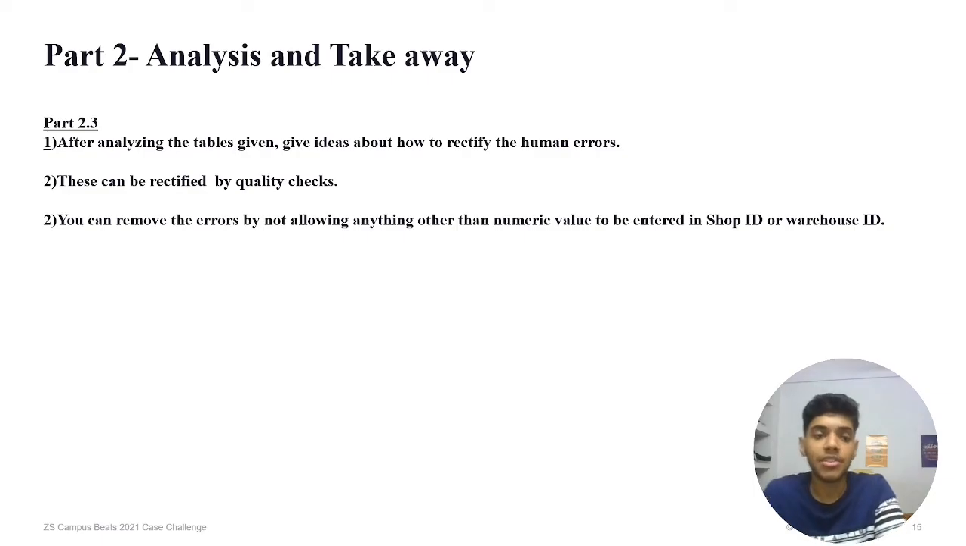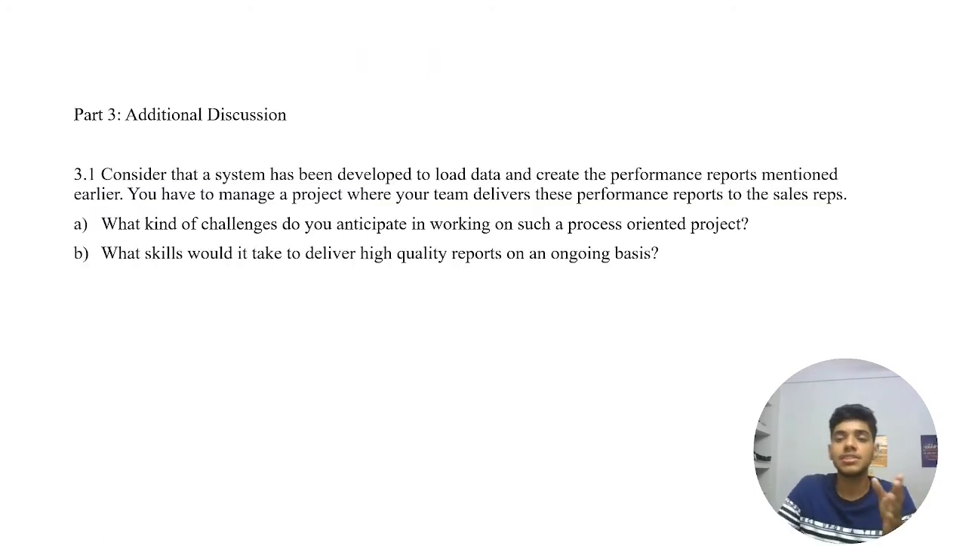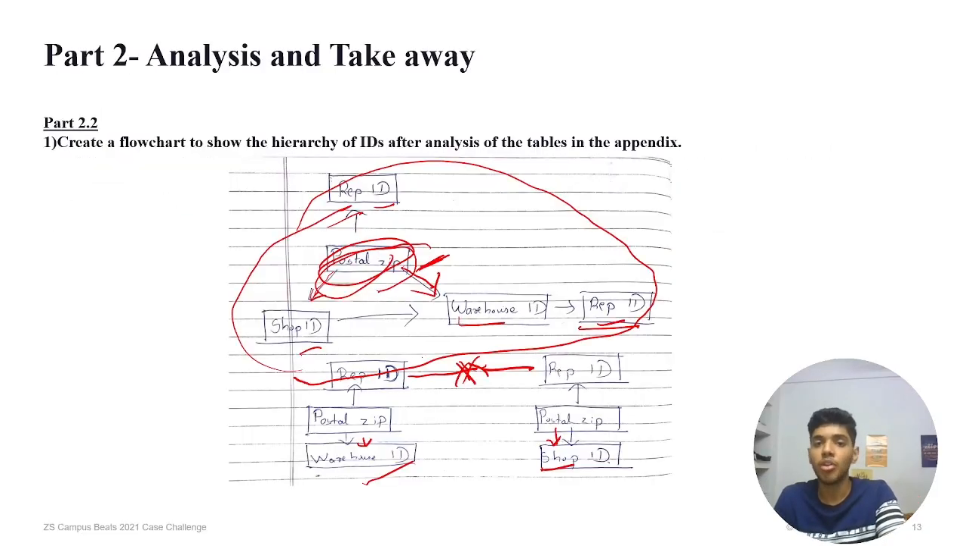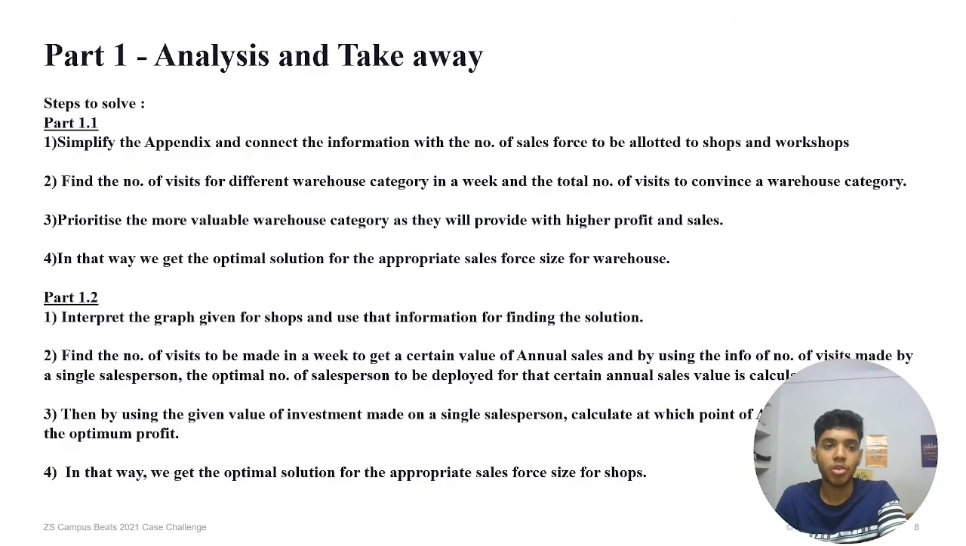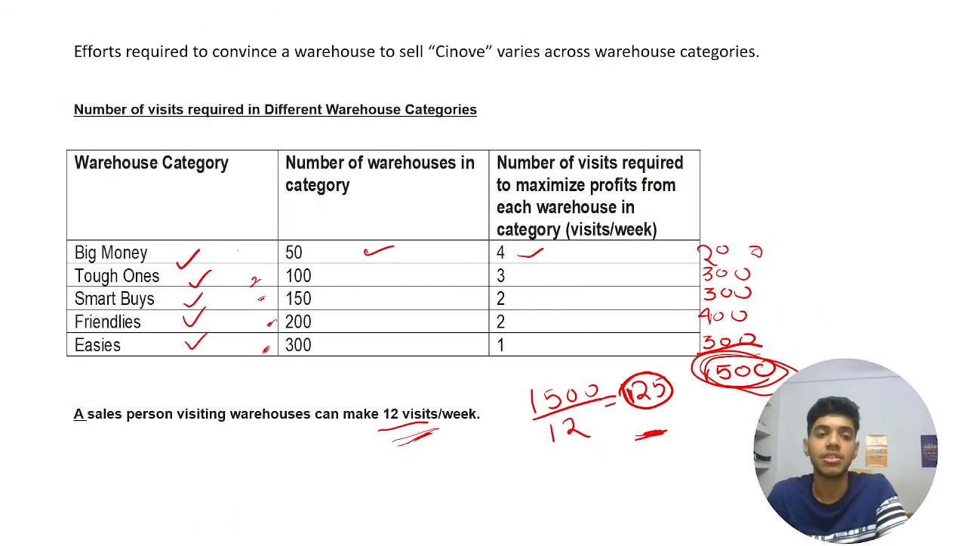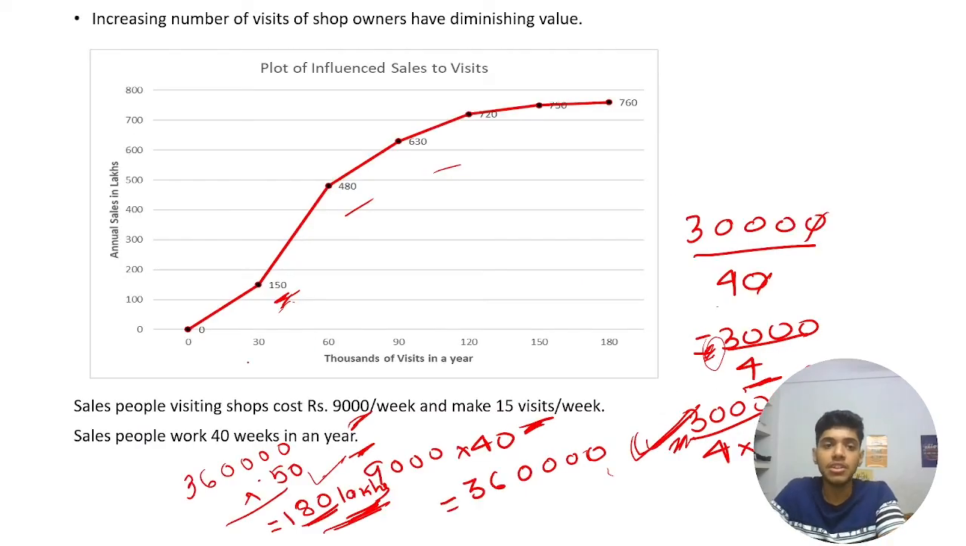Next, we move on to part three. In part three, this is an additional discussion. We remember that the first part was about quantitative analysis. Let me go to the first part. Here we interpreted the table for warehouse categories, and we also interpreted the graph for sub categories. And we calculated how many salespeople we require to allot to convince them to sell Sinov.